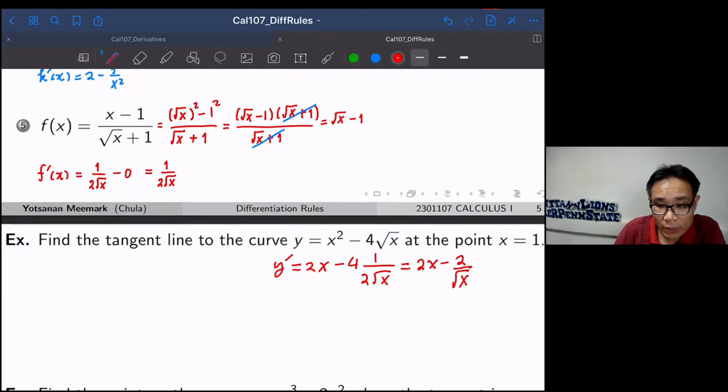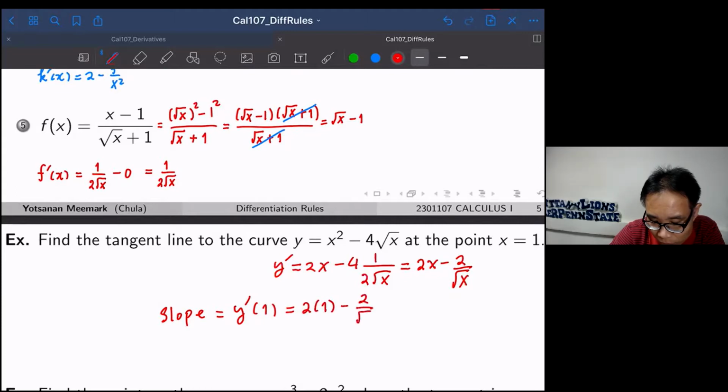And you're gonna have the derivative give you the slope. So the slope will be the derivative at x equal to 1. So it's going to be 2 times 1 minus 2 over root 1. So it's going to be 2 minus 2 equal to 0. So you have the line that has slope equal to 0. That's fine, okay? And we will need one point on this line.